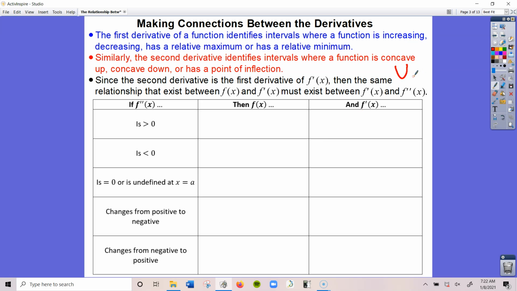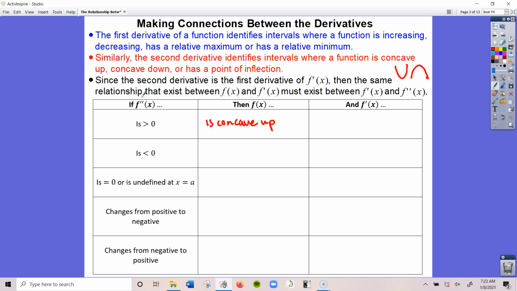And if it's concave down, it looks like this. So that is the difference between concave up and concave down. If f double prime of x, the second derivative, is greater than 0, that means that the function f of x is concave up.